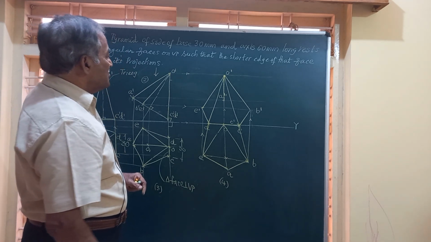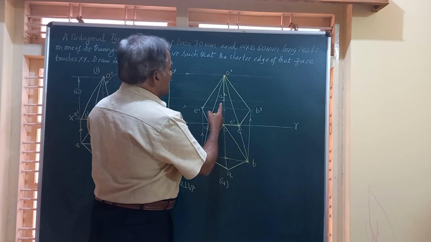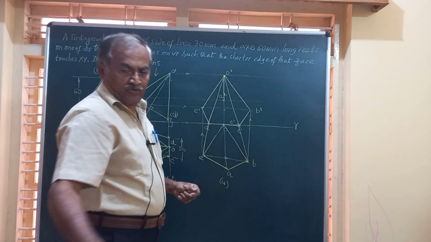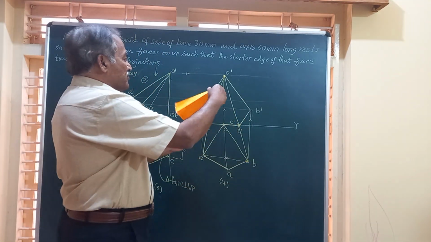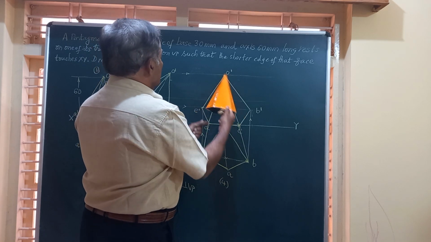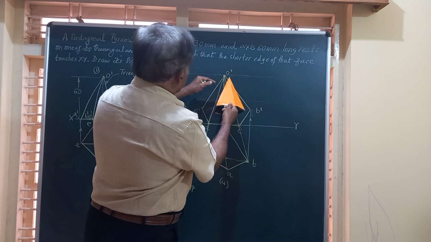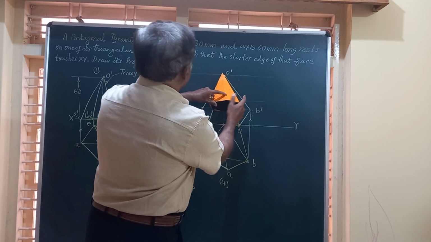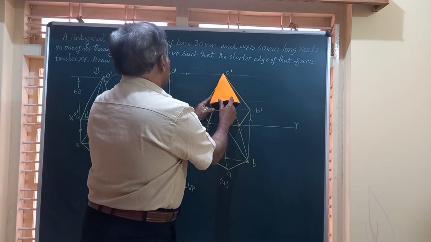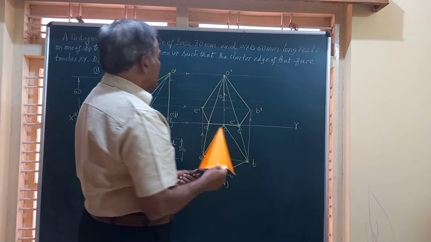I will join the vertex to all the corners. Friends, what else is to be joined? I will join A to B. So I will show you practically. This is how it will look. So friends, this is how it looks in the front view. That means you will be able to see 2 triangles here. So this is how you get it, friends.